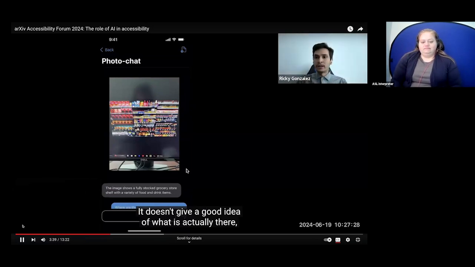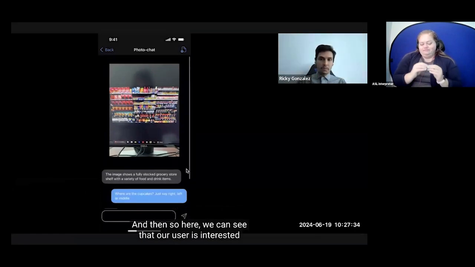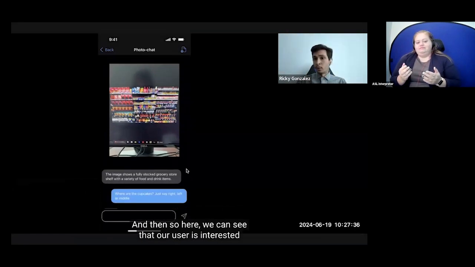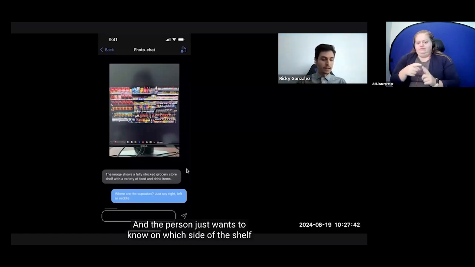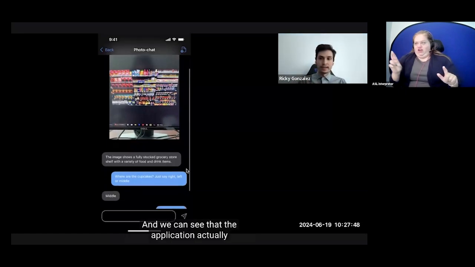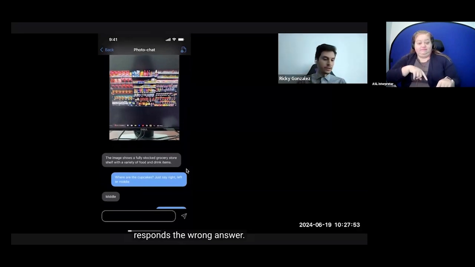It doesn't give a good idea of what is actually there, so the user has to dig in deeper. And then, here we can see that our user is interested in specifically knowing about cupcakes, and the person just wants to know on which side of the shelf they are. And we can see that the application actually responds with the wrong answer.